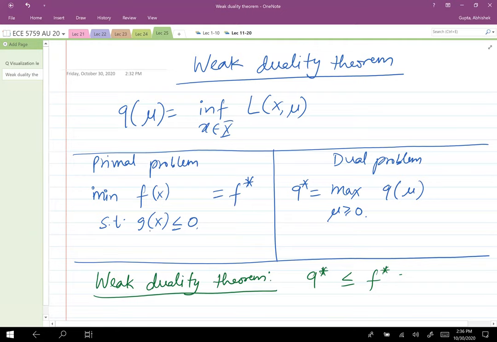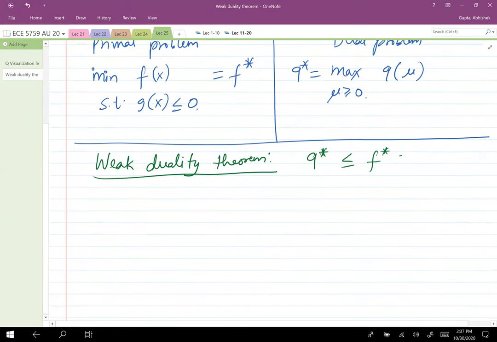So we started with a primal optimization problem. We constructed the Lagrangian. We took the infimum of the Lagrangian over all x in X. And we called this particular function q mu. Okay, now we can formulate a corresponding dual problem where we are maximizing. So this was a minimization problem. Now I'm talking about the maximization problem of this function q, which is a function of mu. And I want to maximize it over all mu greater than or equal to zero. And I'm going to call this value q star, which is the optimal value of the dual problem. It turns out from the weak duality theorem that q star is less than or equal to f star.